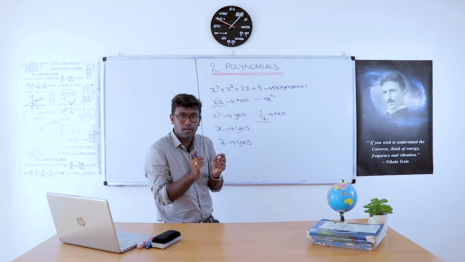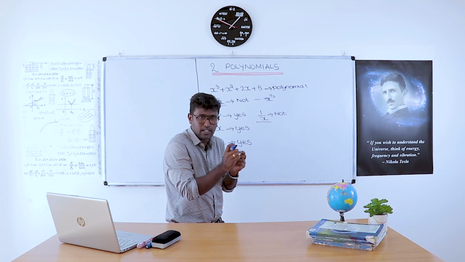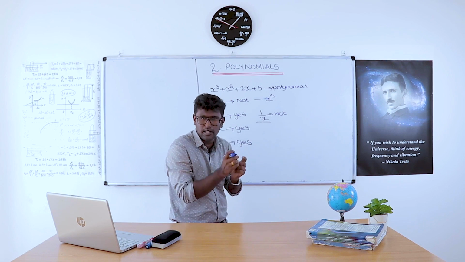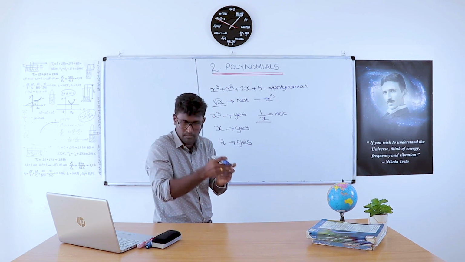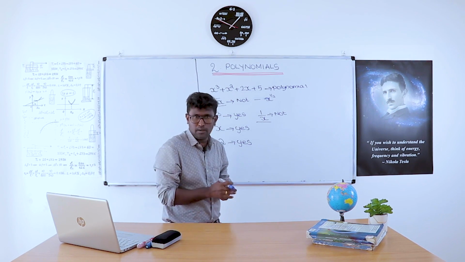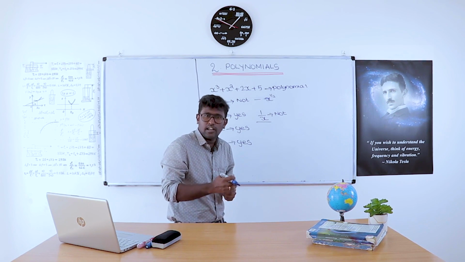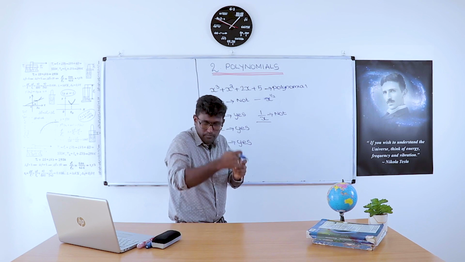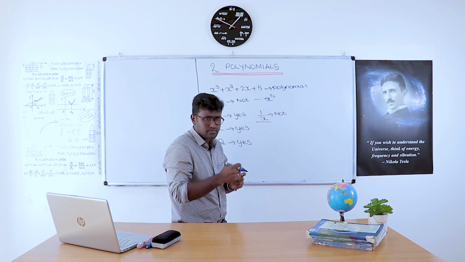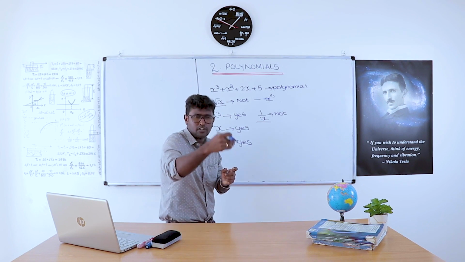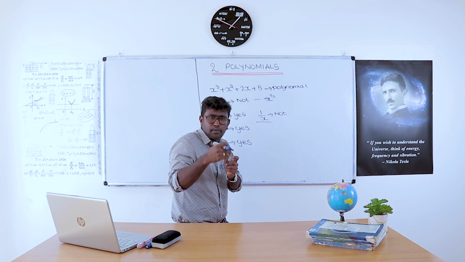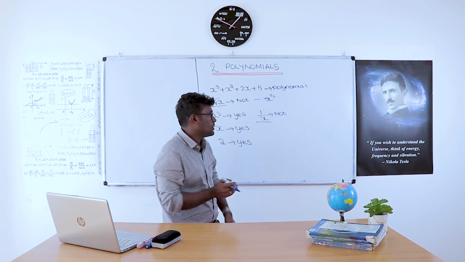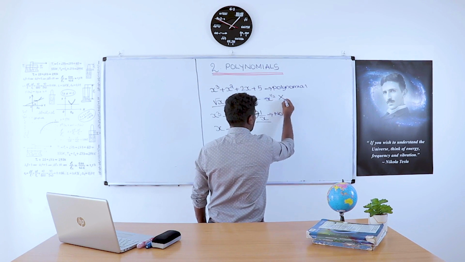Why is root x not a polynomial? Because root x can be written in the form x raised to 1 by 2. The exponent is 1 by 2, which means the power is not a whole number. So if the expression consists of a power that is not a whole number, then that expression is not a polynomial. So this is not a polynomial.